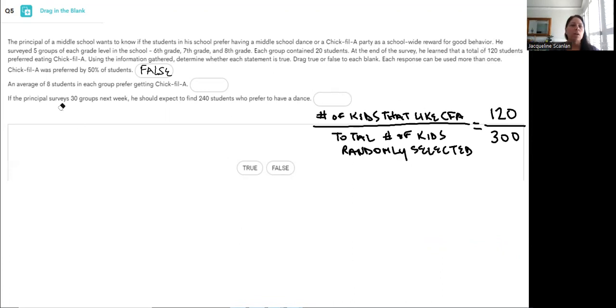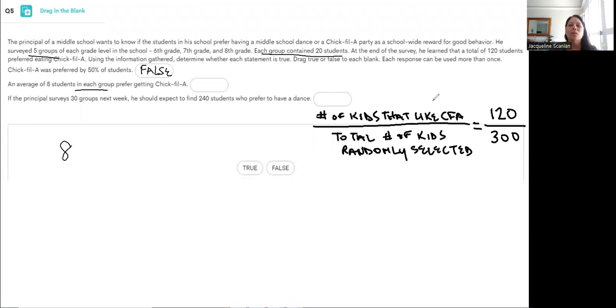Question B says an average of 8 students in each group prefer getting Chick-fil-A. So they are saying 8 students in the group. In the group of what? He surveyed 5 groups, right? Each group having 20 students in it. So this is really trying to figure out if this 8 students represents the total number of people within the group that like Chick-fil-A.